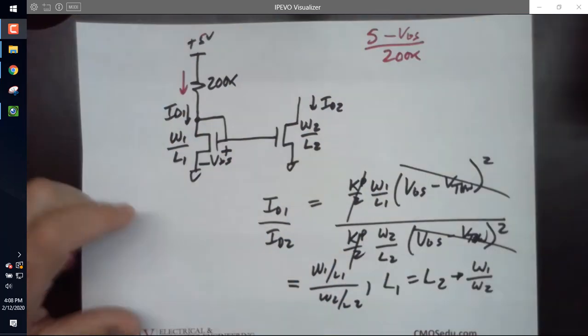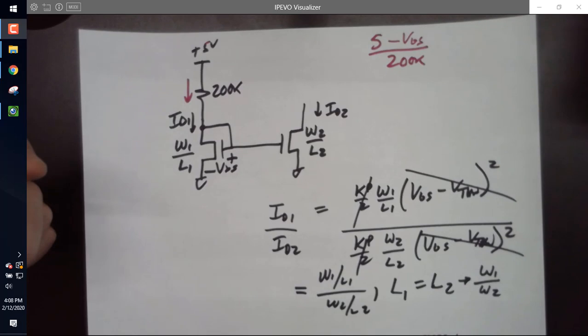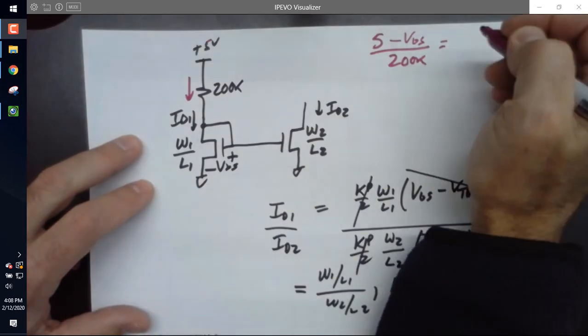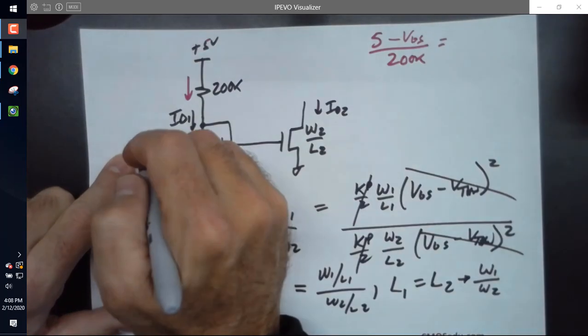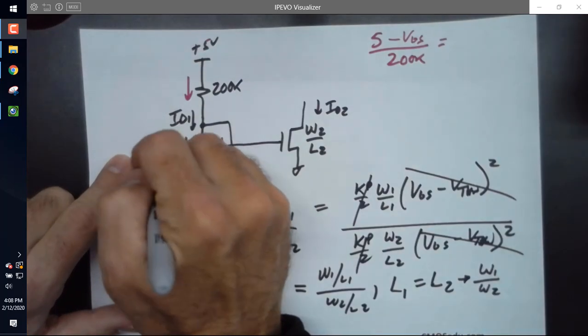Everybody see that? We're going to do this over and over again. And that's equal to what? Let's put sizes in. Let's put 10 micron by 2 micron.